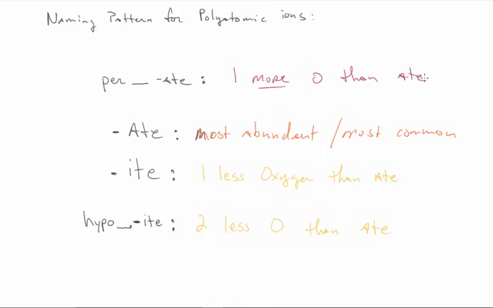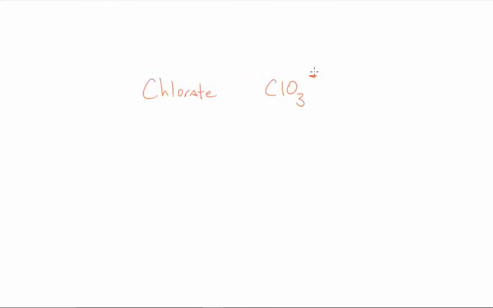And so now you know why we memorize the ATE form: the naming patterns are all based on the relative number of oxygens in comparison to the ATE form. All right? Okay, and so I'm going to do an example here with you. What I've got written on the screen here is chlorate. And now we're going to run through the ites, the hypoites, and the per-ates.